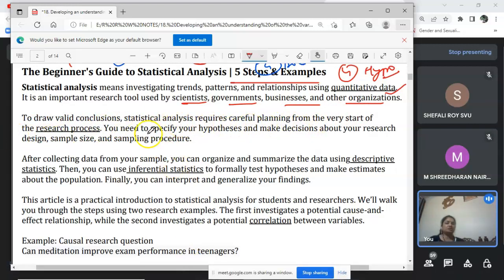From the very start of the research process, you need to specify the hypothesis and make decisions about your research design, sample, and sampling procedure. You have to make the hypothesis in a way that the examiner can understand what your research is all about and in which direction it is going. Now, after collecting data from various samples, you have to organize and summarize the data with descriptive statistics. Then you have to do the inferential statistics, and then ultimately the exploratory one. So we have to go through all three kinds so that our result will be accurate.